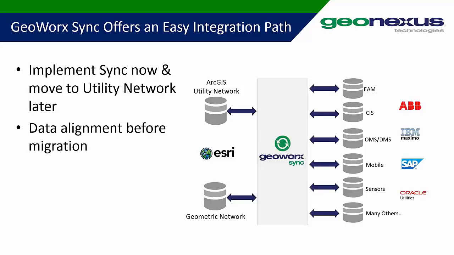So eventually when you do make that migration from the geometric network to the utility network, GeoWorx Sync can ensure that your data has not been compromised. And another exciting functionality, and really a big part of this presentation, is that when you decide to migrate from the geometric to the utility, with GeoWorx Sync we can simply repoint the connection from the geometric to the utility, reconfigure it, and have your integration up and running seamlessly. So that way everything is good to go, your data is intact, and your systems are communicating effectively.